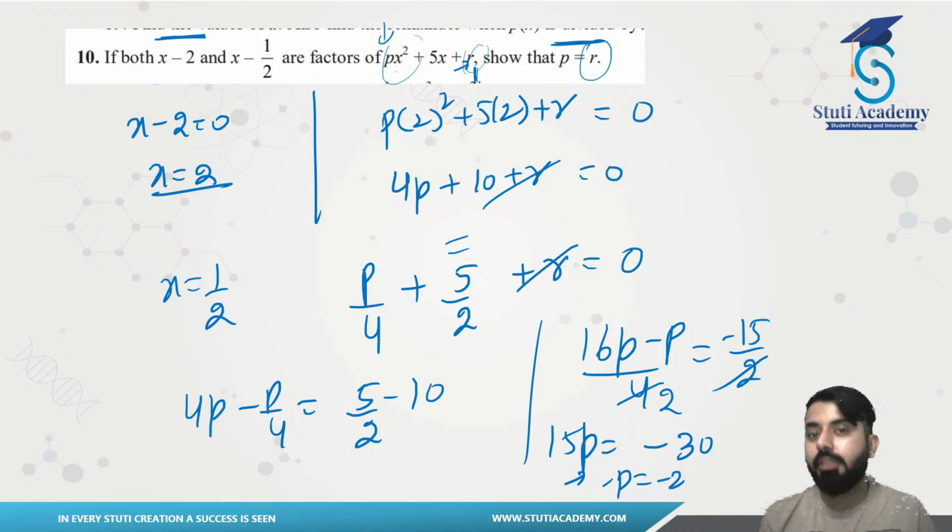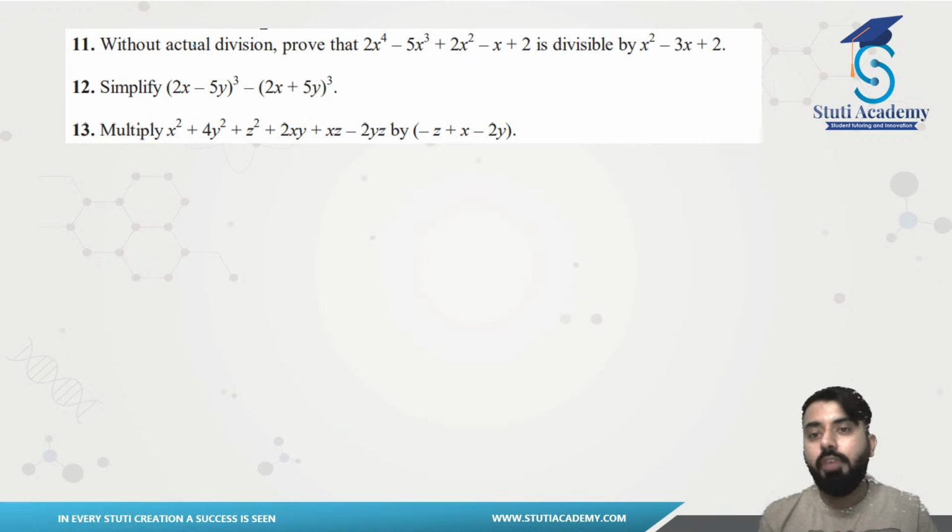Then we are going to get the value of r. Both of the values will be the same, and you can easily get that answer. So that is how you are going to attempt the remaining portion here. You can do that easily, right? So let's see. Without actual division, prove this is divisible by that one.